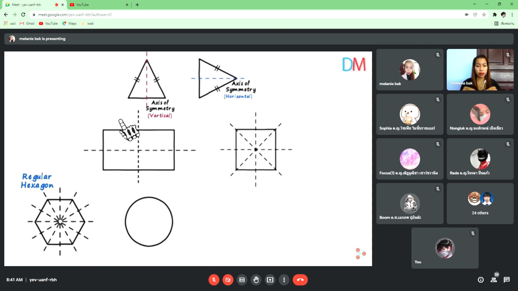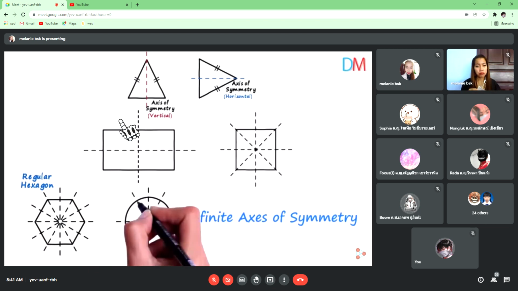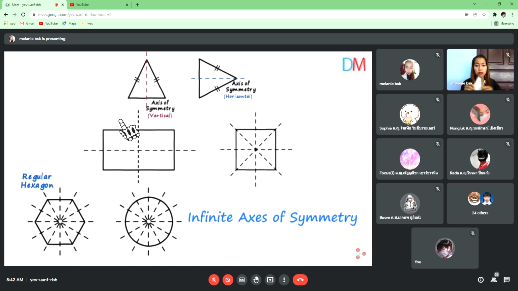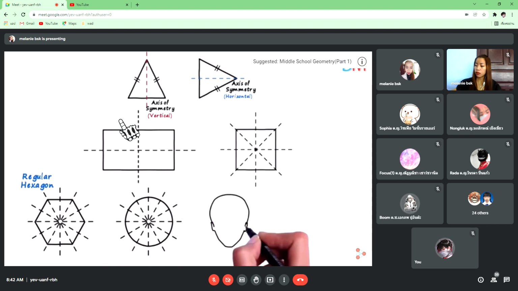And a circle, on the other hand, has infinite axes of symmetry. No matter how we draw the line passing through the center, the 2 paths formed will always fold perfectly along that line. Did you know that nature loves symmetry? The best example of symmetry in nature would be that of a human face. It has a vertical axis of symmetry.